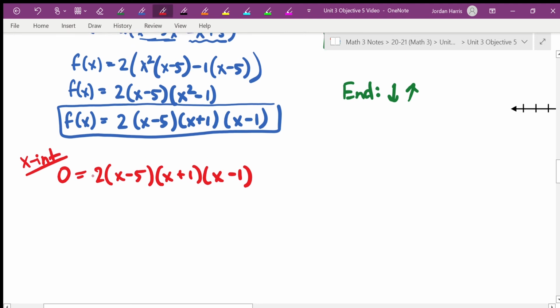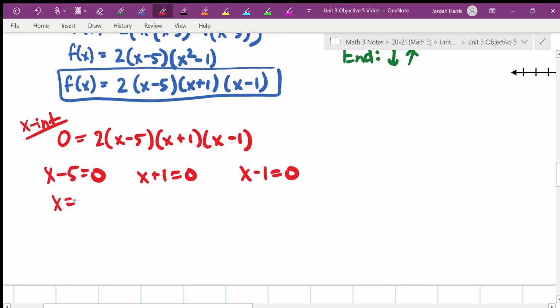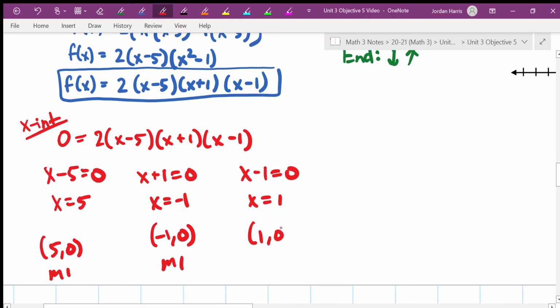Okay. Usually you set that equal to 0, but it's because there's no x. When does 2 equal 0? Never. So it's not going to end up with an x-intercept from that. If there was an x in front, that is an x-intercept. We saw that a lot in the last objective, so make sure you don't just forget about that. So I have 5, 0 with a multiplicity of 1, negative 1, 0 with a multiplicity of 1, and positive 1, 0 with a multiplicity of 1.